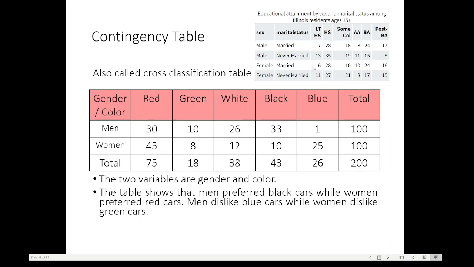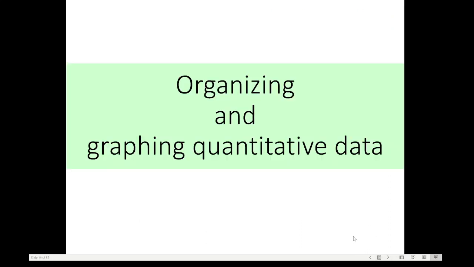Okay, so that is basically the type of data presentation for qualitative data. Okay, any questions so far? Boleh?